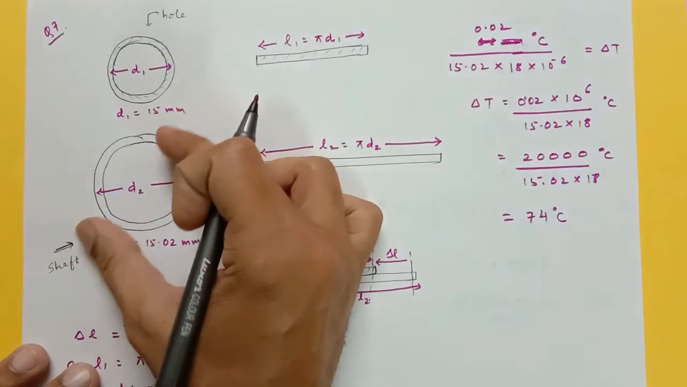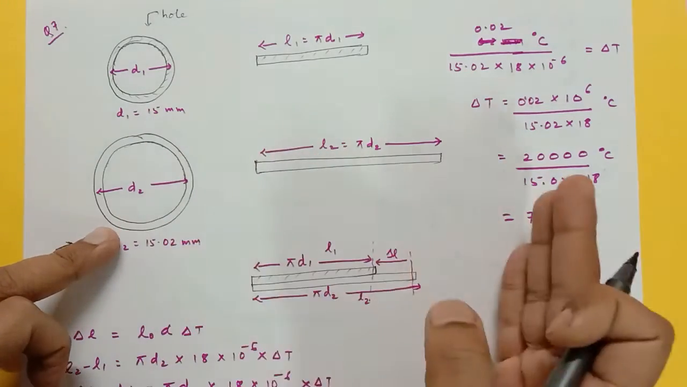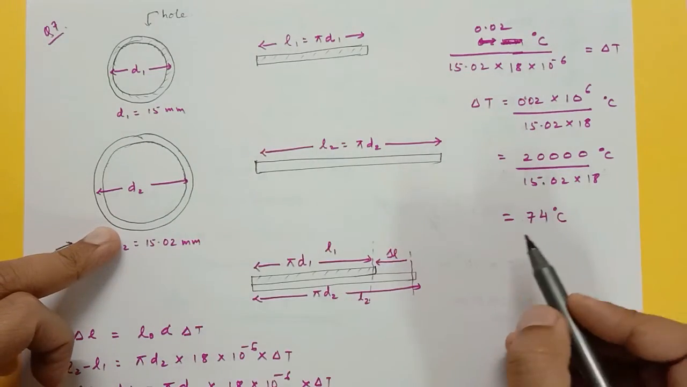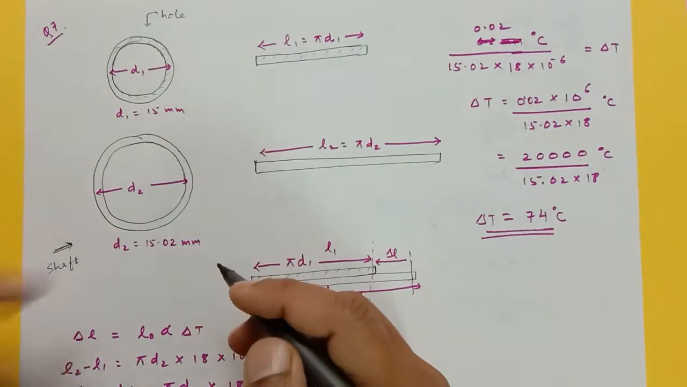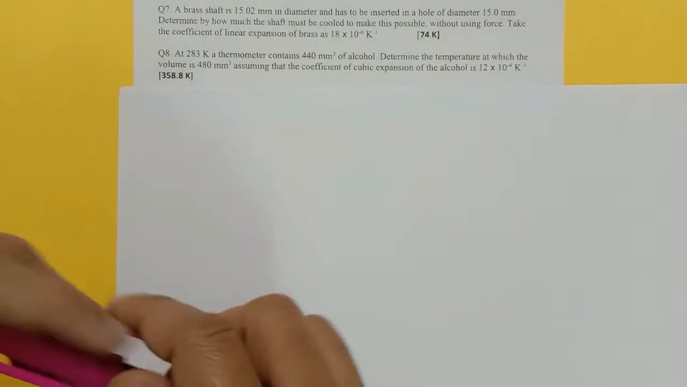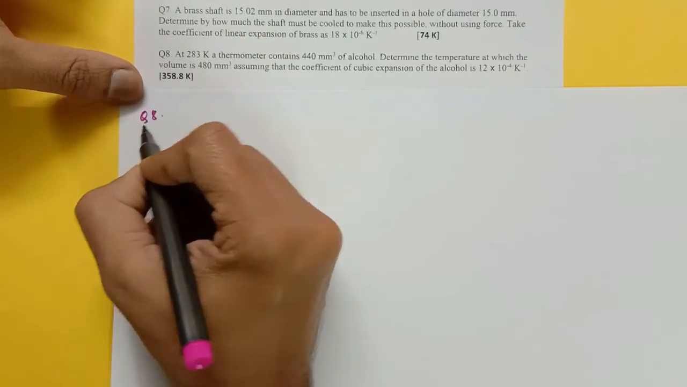So since we are cooling this temperature, whatever the initial temperature of this may be, we are cooling it by 74 degree Kelvin or Celsius, doesn't matter. So we reach finally over here. So the last problem goes as under. This is question number 8, the last one.